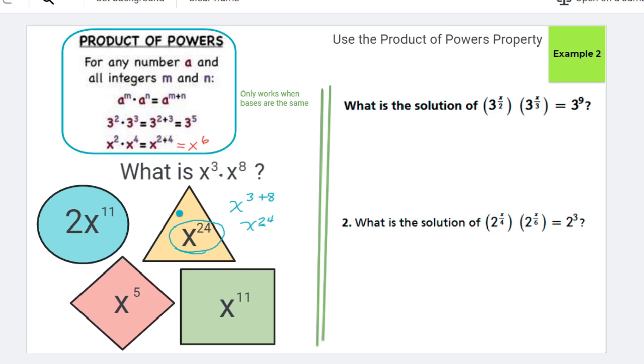Oh, what am I doing? I didn't add. Silly Miss C. 3 plus 8 is 11. I fell into my own trap.